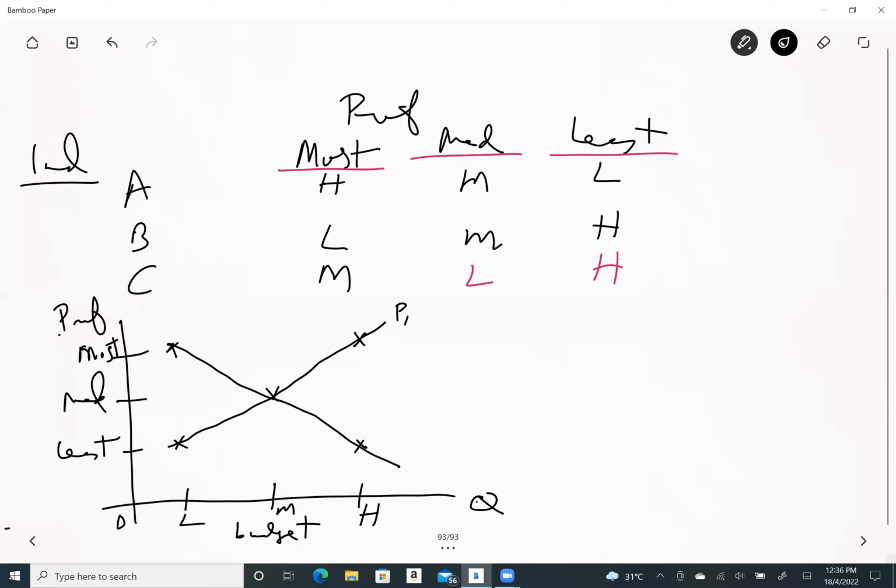Correct. So this is A, this is PB. Now for C, most preferred is M. Here I put it in a different color. Medium preferred is L. Least preferred is H. So that is the preference.